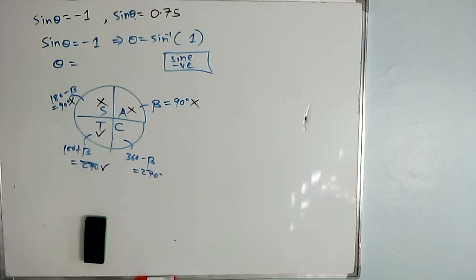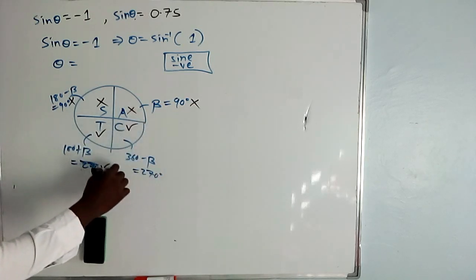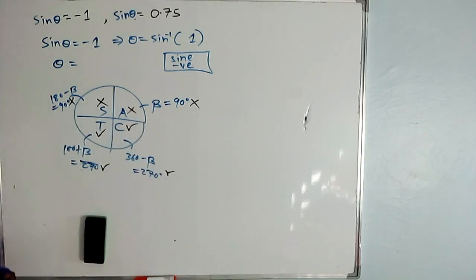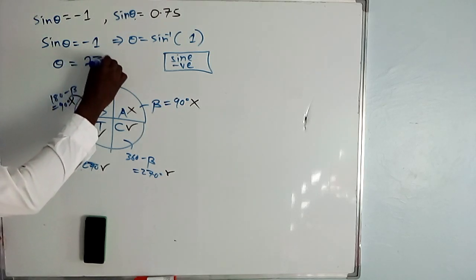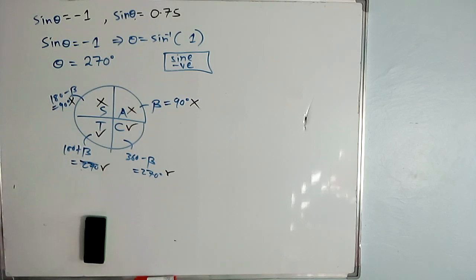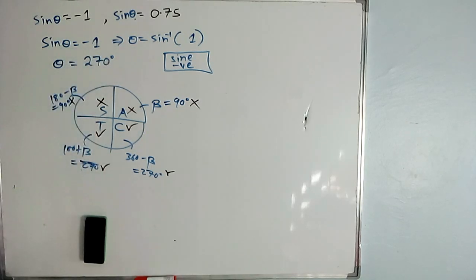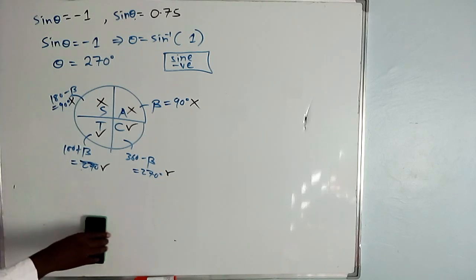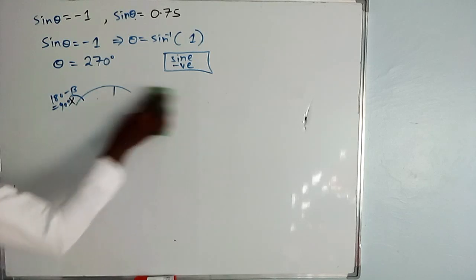In the fourth quadrant, only cosine is positive, meaning sine is negative in the fourth quadrant, isn't it? So we need that angle in the fourth quadrant, 270 degrees. So it means the solution when sine theta is equal to negative 1, the solution of theta is 270 degrees. You go to the next.